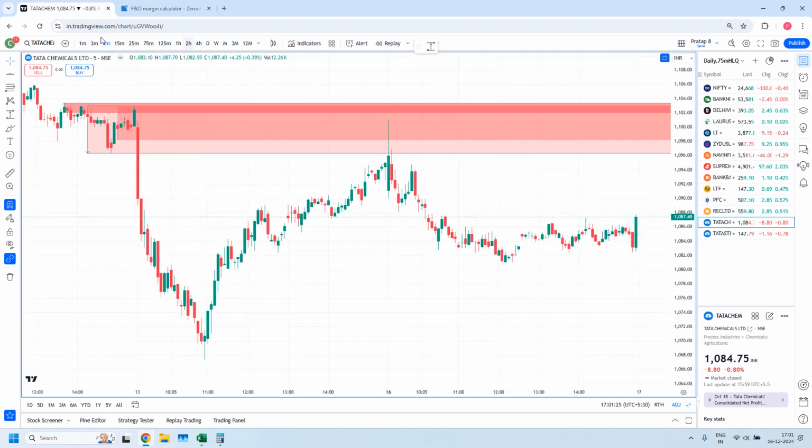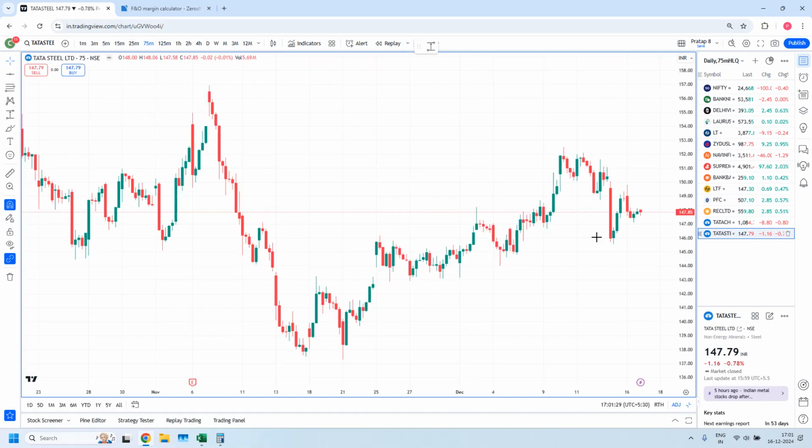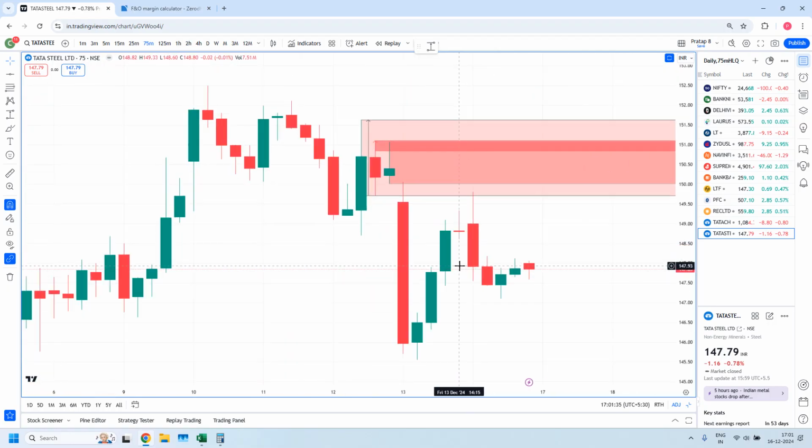Okay. And the last one is Tata Steel. Tata Steel also we didn't get a trade. It is also a 75 minutes high liquidity supply zone. Price just entered into the zone, but not into the fine-tuned area.